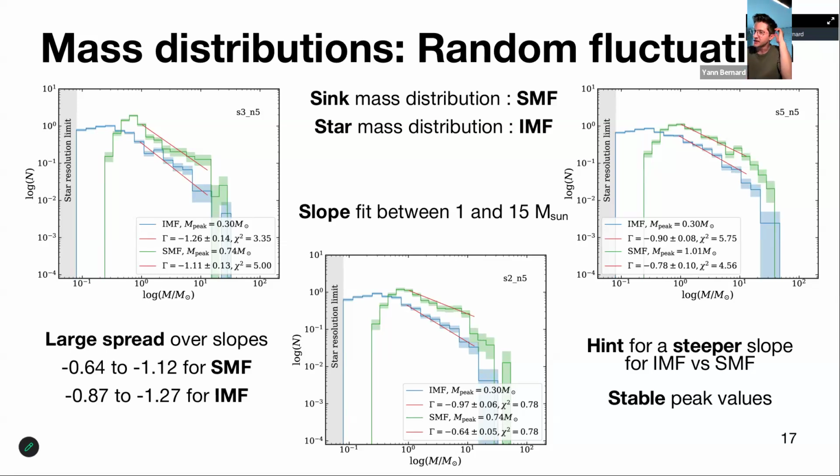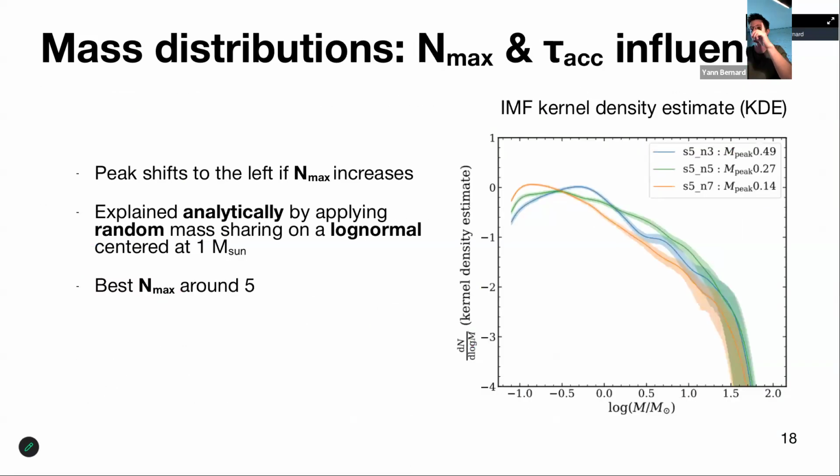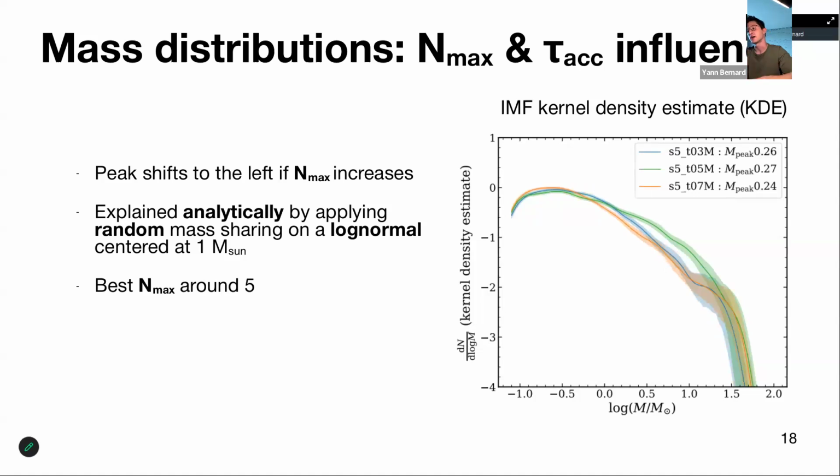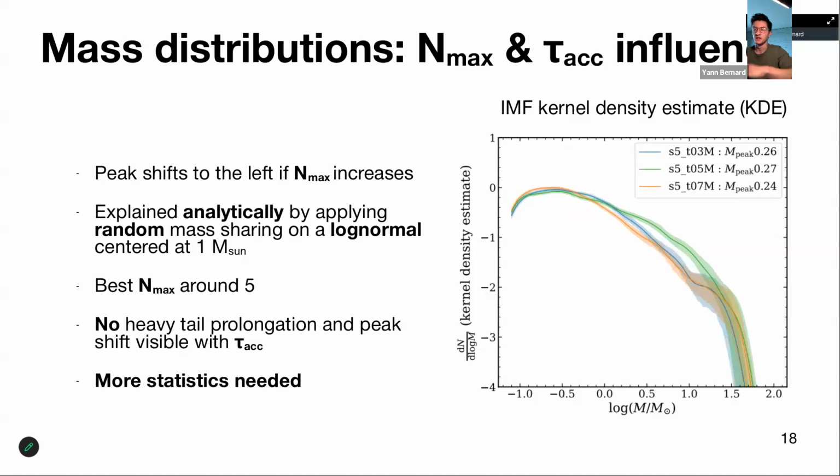What is sure is that the peak of this distribution is quite stable and can be controlled by the factor n max. When this value is higher, then the peak shifts to the left, to lower masses, and that should be expected. But the quantitative value can be really well constrained by a simple analytical calculation, and then we can fit this number to constrain this feature to the canonical models, something around 5 in that case. The accretion time doesn't really control that, and we still need more statistics.